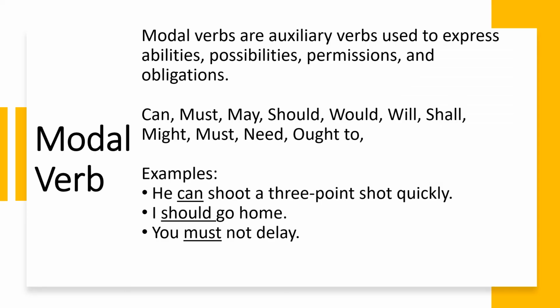Modal verb. Modal verbs are auxiliary verbs used to express abilities, possibilities, permissions, and obligations. Can, must, may, should, would, will, shall, might, need, ought to are modal verbs. Examples: he can shoot a three-point shot quickly. I should go home. You must not delay.